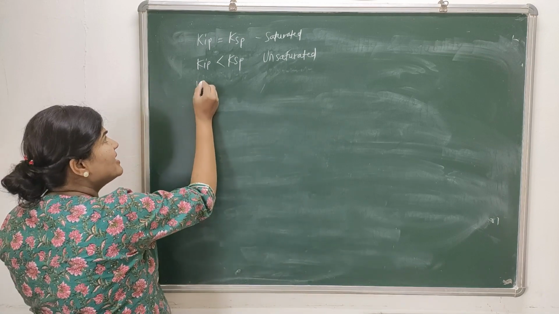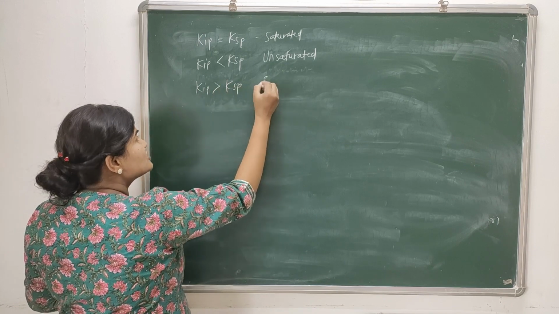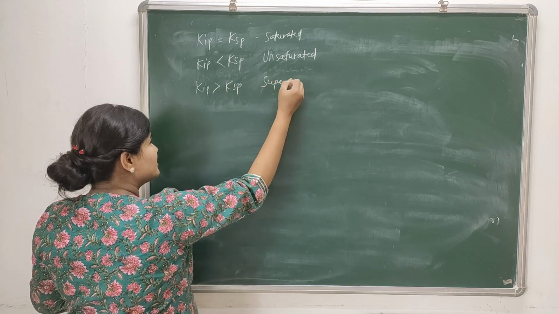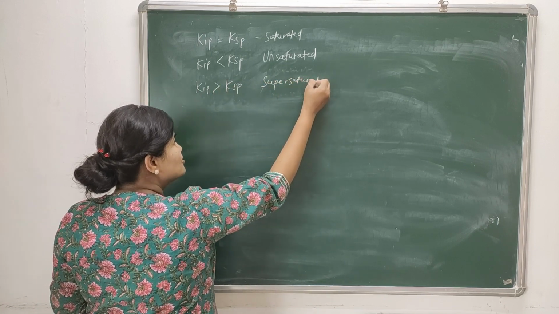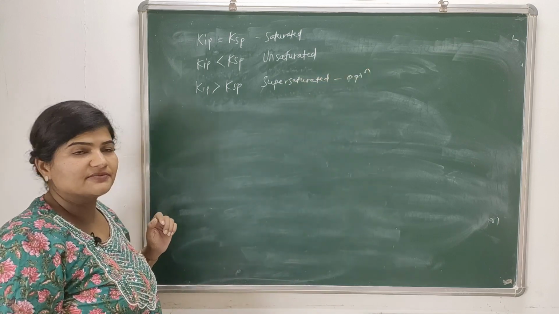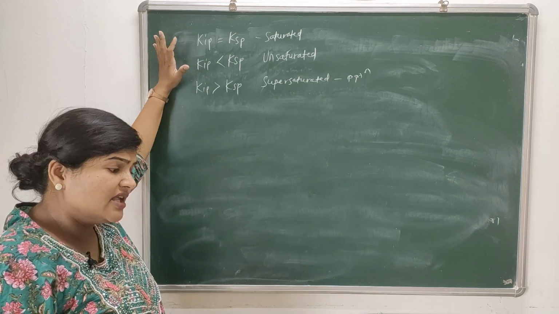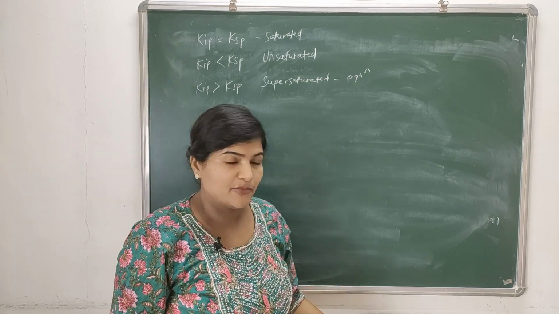But if my ionic product exceeds my solubility product, the solution is supersaturated, and supersaturated solutions tend to precipitate. It will lead to precipitation. So these are the basic criteria which we have discussed. Now let's solve a problem.